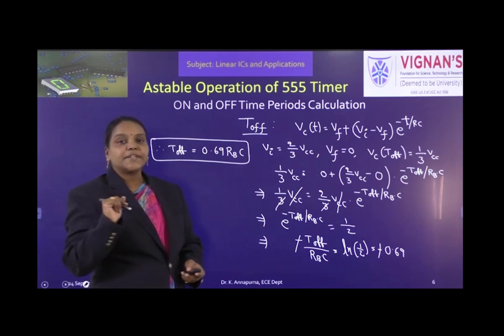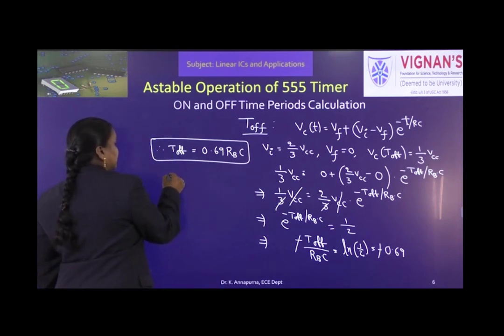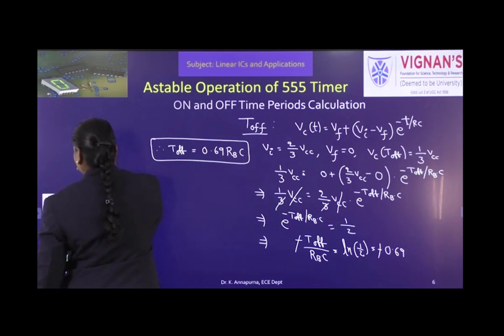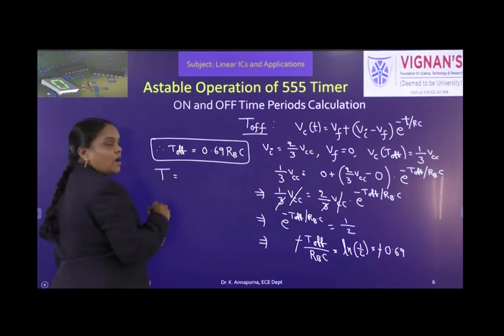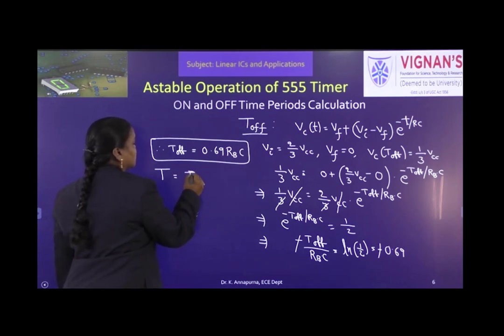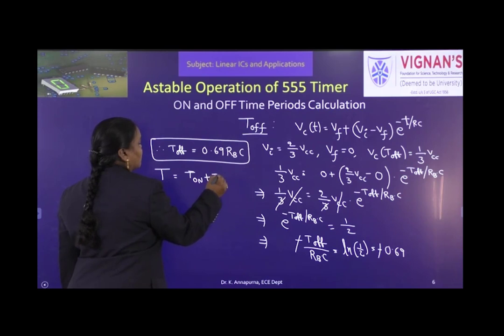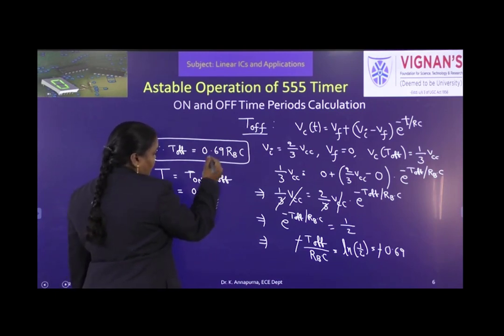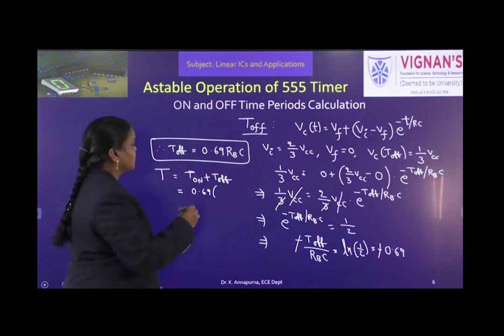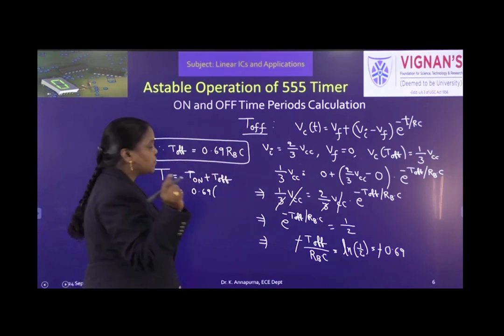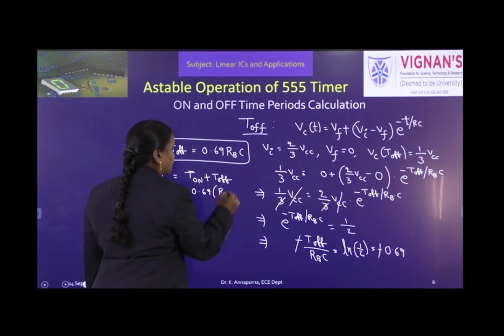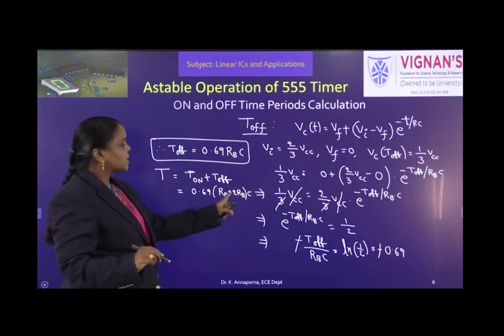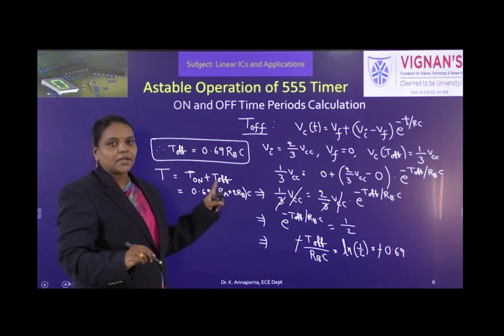And what is the total time period then? T is equal to the time period of the output, T on plus T off, right? So it is 0.69. In both cases, we are having 0.69, so you can take this common. There it is RA plus RB into C. Here RA is not there, but RB is there. So it is 2 times RB into C.